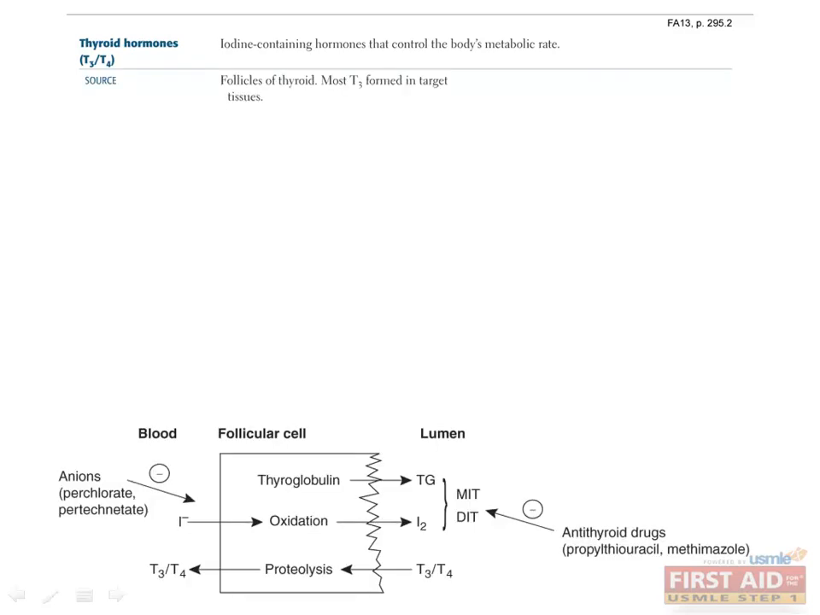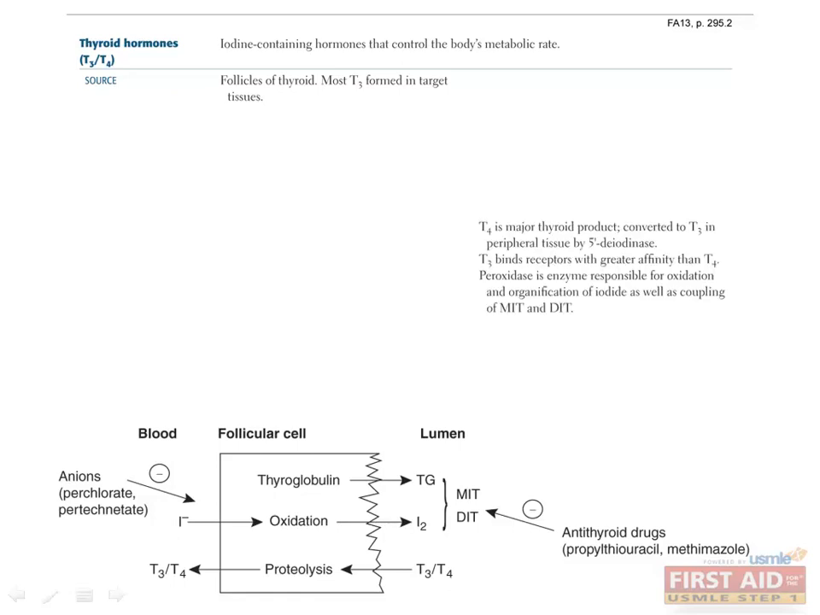Let's move on to discussing thyroid hormone. The pathological conditions of hypo and hyperthyroidism are absolutely critical to know for the USMLE. Thyroid hormone is produced in follicular cells, also known as thyrocytes, of the thyroid gland. It contains iodine and controls the body's basal metabolic rate.